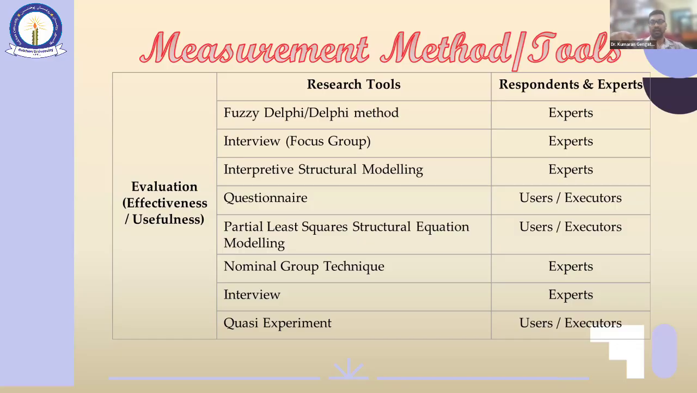Okay, for example, we are doing a module, but for the chief of education. We must see the usefulness of the module or the usefulness of the model. Why? Then only we will know whether this module or this end product can be used by them, the executors, or not. For that, we can use Delphi interview, ISM, questionnaire, PLS, nominal group technique, that is NGT, interview, and quasi experiment. There might be a lot more, but I just give an example.